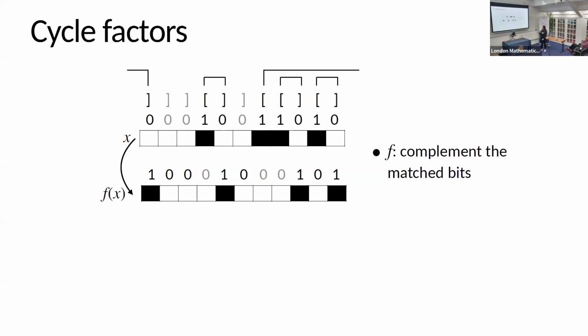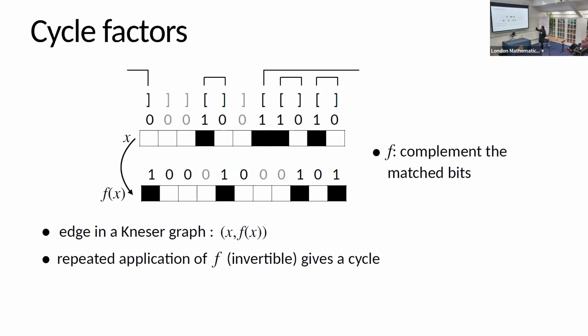Because the ones are not at the same position, because you are deliberately complementing ones to zeros. So that would mean that x and f(x) form an edge in a Kneser graph, because x and f(x) are disjoint. If you keep on applying this function f, from x to f(x), then f squared of x, f cubed of x, all those things. This f is invertible actually, and it will give you a cycle. You will eventually go back to reach the first vertex.